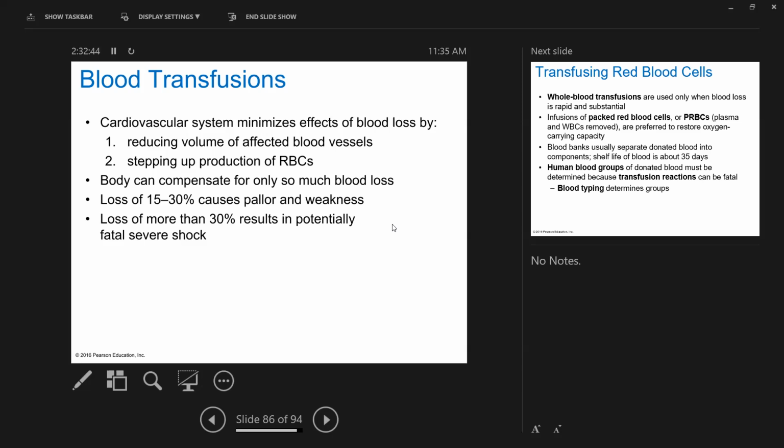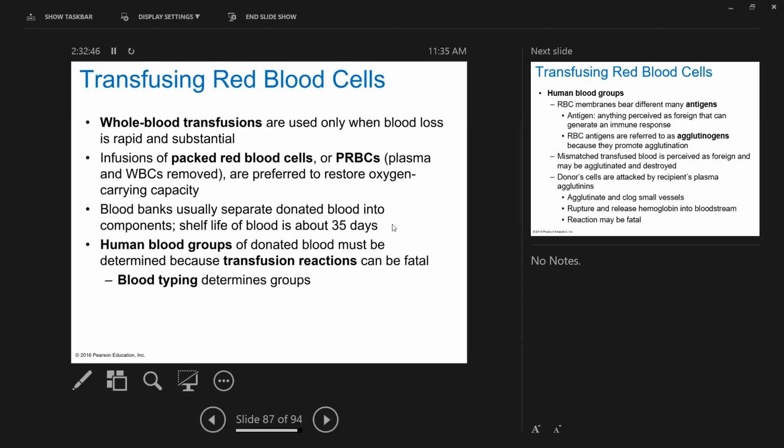Typically, we don't give whole blood. We use packed red cells where we take out most of the plasma. We want just the red cells because we've got fluid expanders we can add, but we want to have red cells to carry oxygen. The problem is that transfused blood only lasts about 30 days, as opposed to our normal blood, which lasts for 4 months.